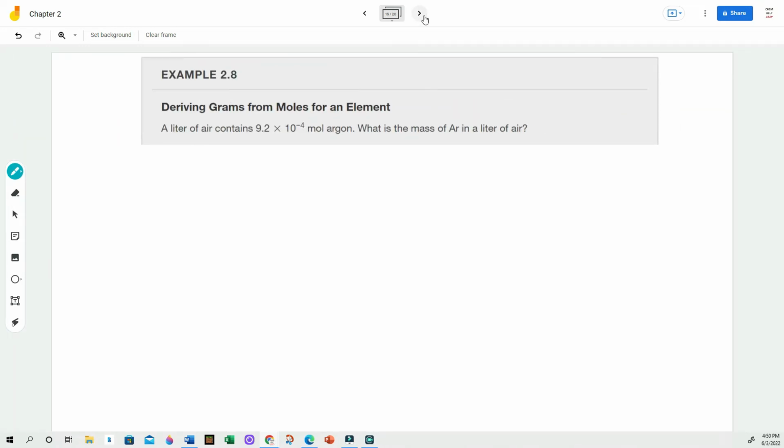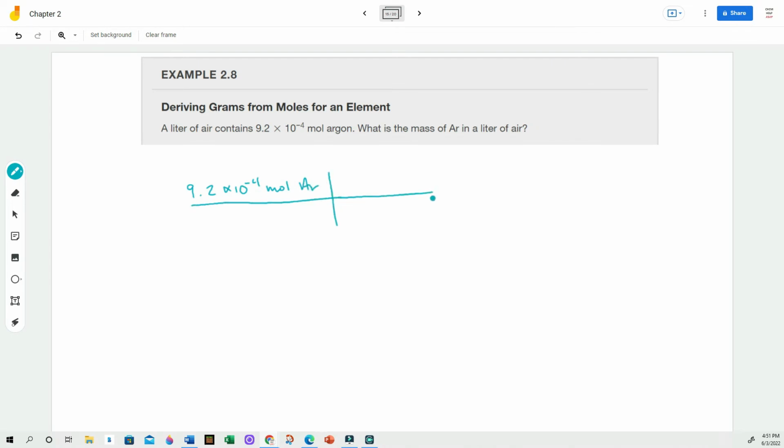Example 2.8, deriving grams from moles for an element. A liter of air contains 9.2 times 10 to the negative fourth moles of argon. What is the mass of argon in a liter of air? Okay, so we're just going the other way now. So I'm going to take my moles of argon and I want to convert that into grams of argon. Now this is again for an element, so I can find my molar mass on the periodic table. So starting with what they gave me, 9.2 times 10 to the negative fourth moles of argon.